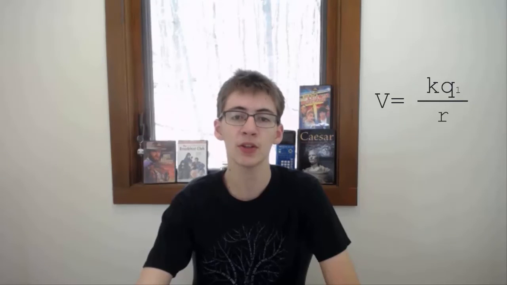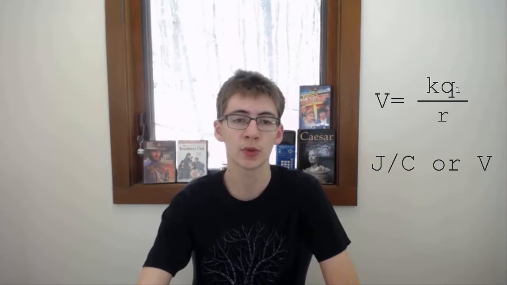Voltage is the measure of electric potential and is also found as KQ over R. Electric potential is the amount of work needed to move a single unit of charge, and so its units are joules per coulomb. Positive charges go from high potential to low potential. Negative charges do the reverse.